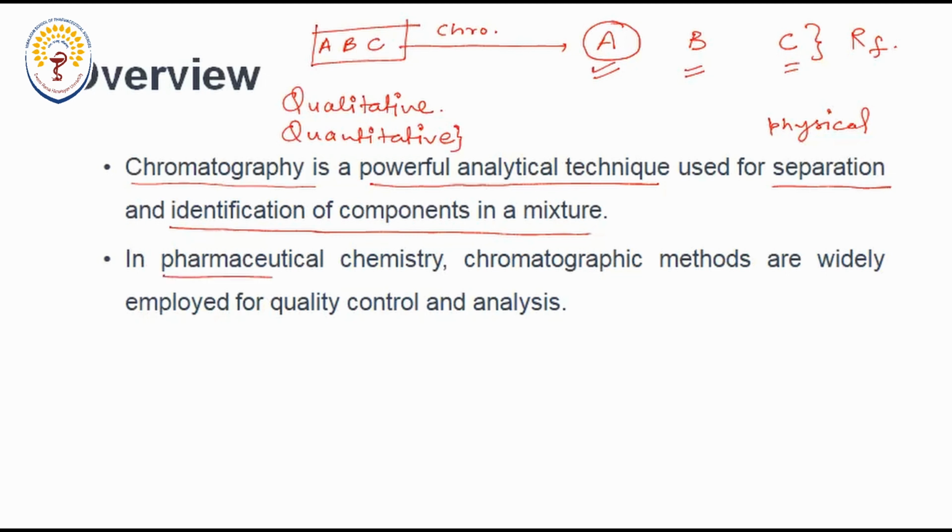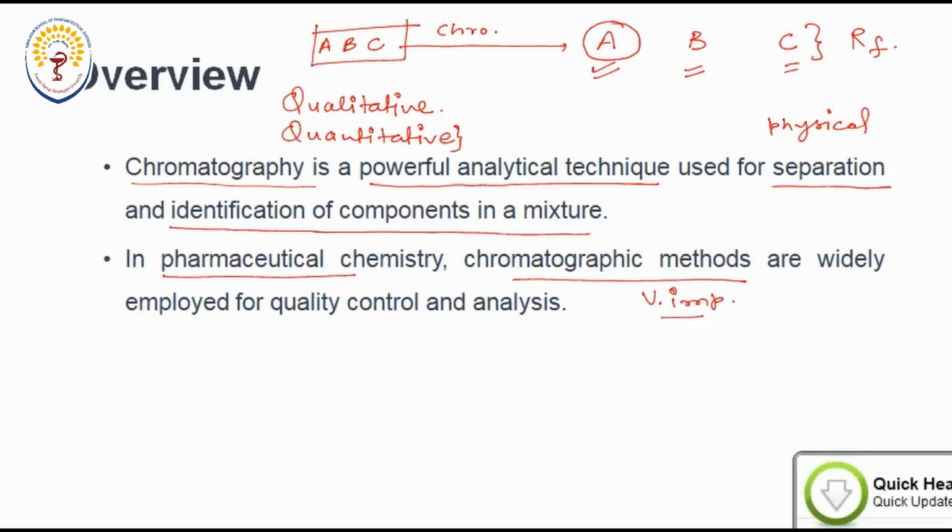So in the pharmaceutical industry, chromatographic methods are very important. They are most widely used. Almost every pharmaceutical industry uses this chromatographic technique. These chromatographic techniques are used basically for quality control and for the analysis of pharmaceutical substances.